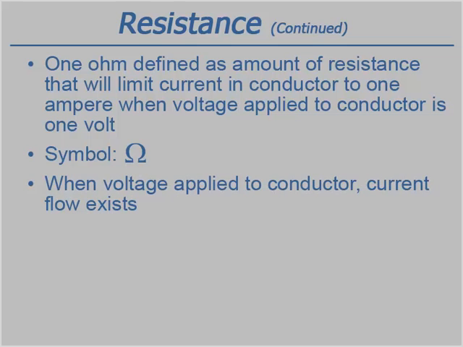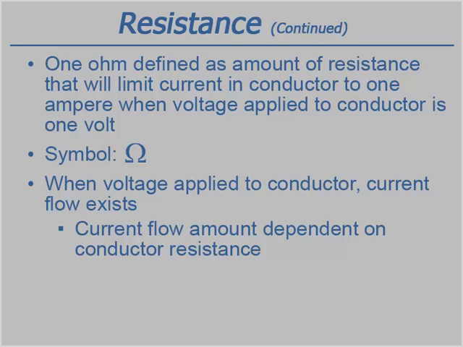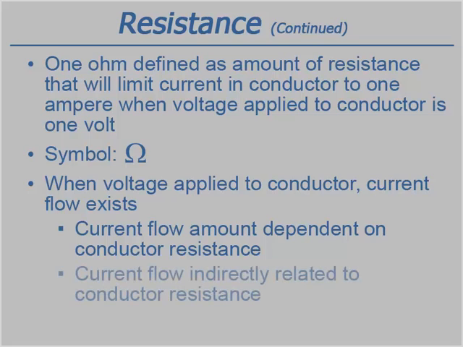If a voltage is applied to a conductor, current will flow. The amount of current flow depends upon the resistance of the conductor. The lower the resistance, the higher the current flow for a given amount of voltage. And the higher the resistance, the lower the current flow for a given amount of voltage.